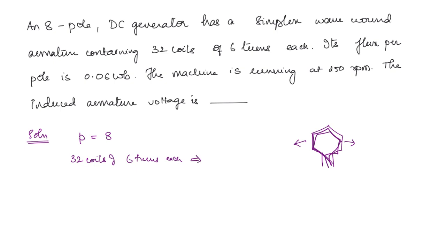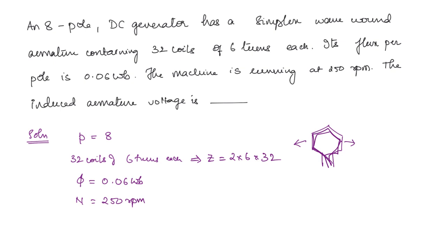From this you can get the number of conductors. In each coil there will be 2 conductors. But now each coil is given as having 6 turns. So 2 into 6 will be the number of conductors for each coil, and 32 such coils are there. So this is going to be 2 into 6 into 32. Okay. Then next, what other information is given? Flux per pole is given as 0.06 Weber, and the speed N is given in revolutions per minute, which is 250 RPM.